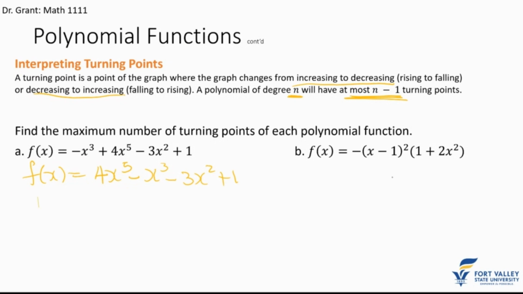So my degree is 5. What does that mean? I have at most 5 minus 1 equals 4 turning points.